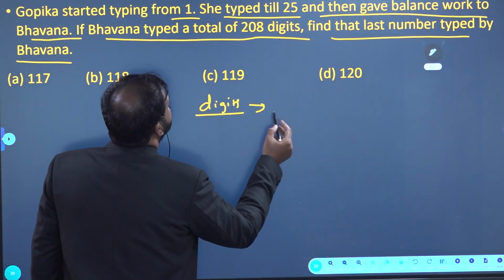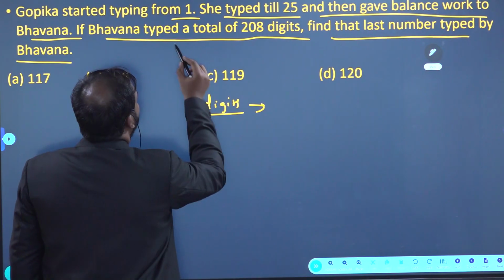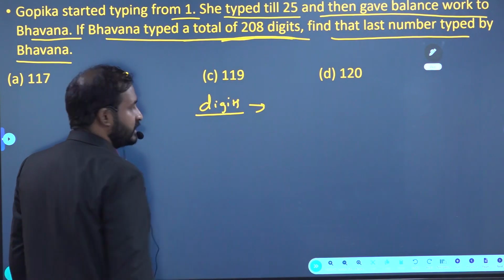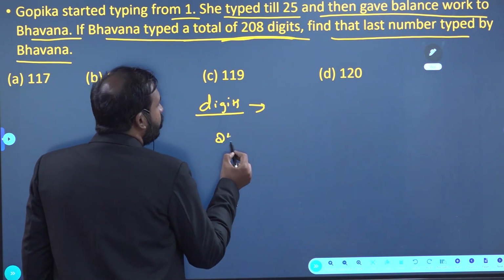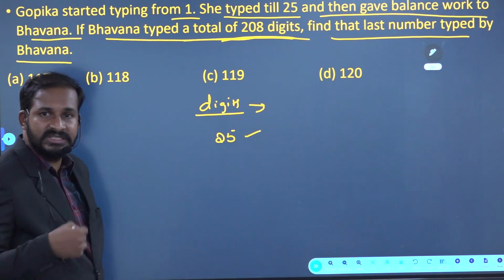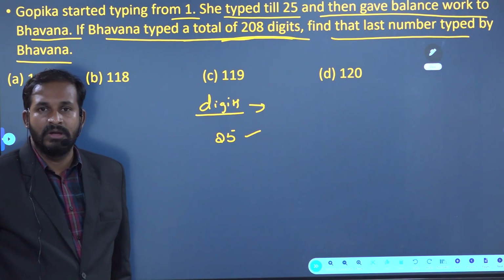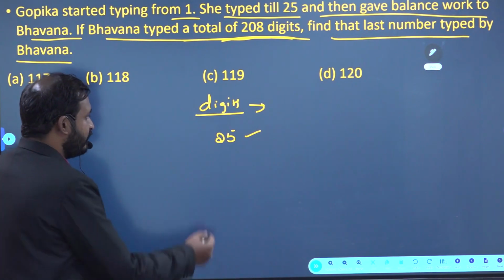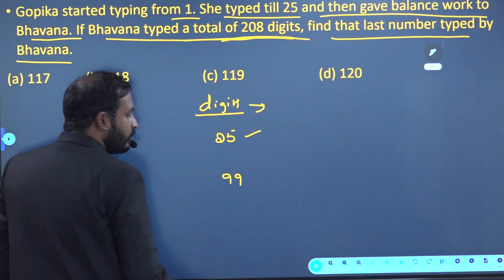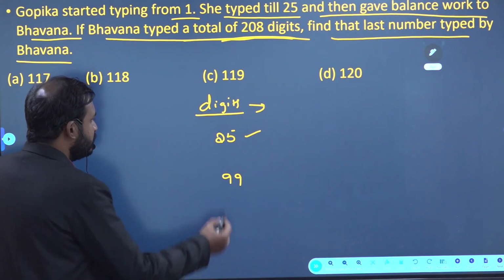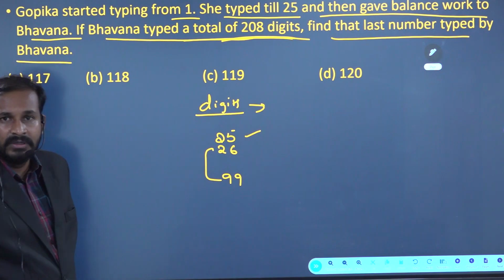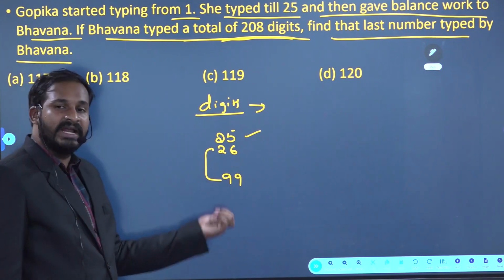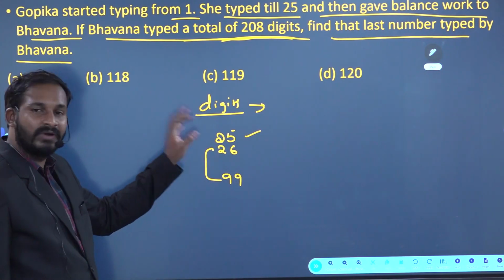That means the balance work is for Bhavana. If Bhavana typed a total of 208 digits, tell me, students, till 25 Gopika already typed. How many 2-digit numbers are left for her? 2-digit numbers will be there up to 29. That means from 26 to 29, all the numbers will be 2-digit numbers. Till 99, there are 99, and already 25 was done, right?